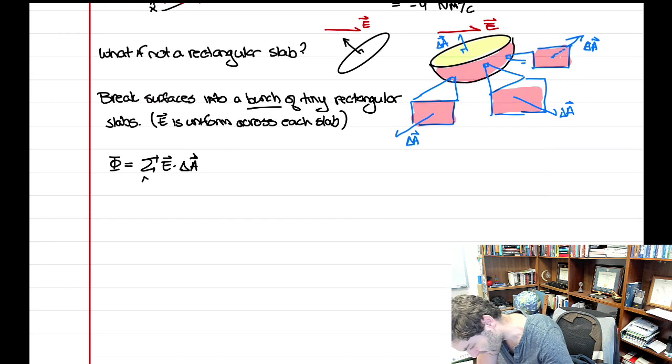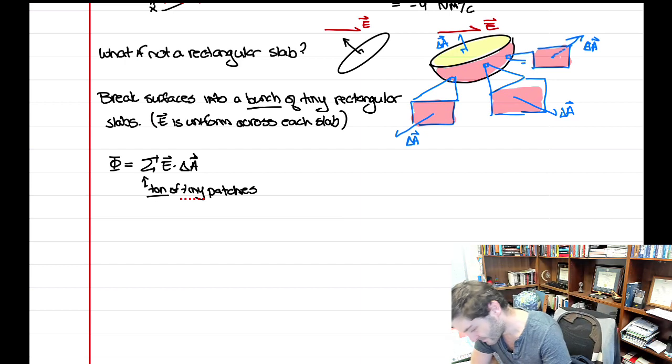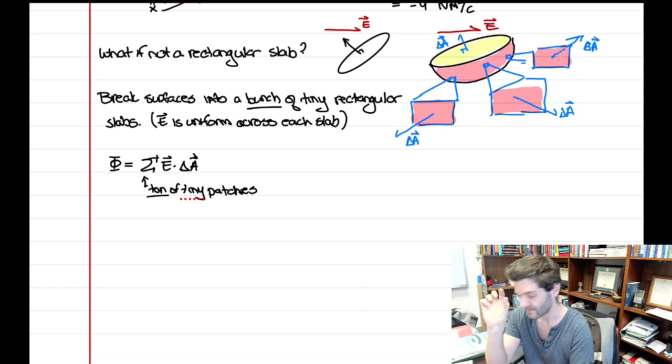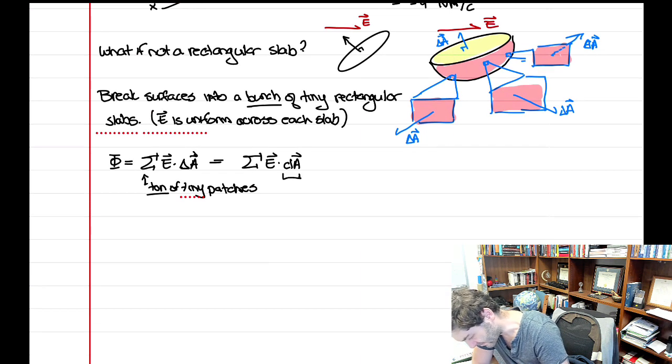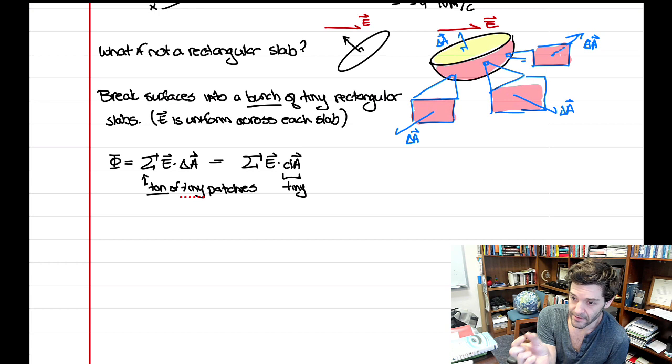over a ton of tiny patches. Well, in that case, rather than writing delta A, because for each of those patches, the direction tells you the direction of the slab, but then the magnitude of that vector tells you the area of that slab. So then this is the same thing as the electric field dotted with, I'm going to write dA, still a vector, right? And this is just because each of those areas are becoming incredibly tiny.